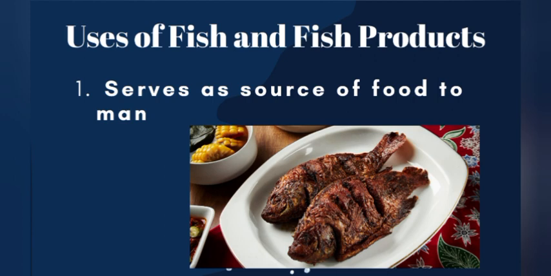Species of fish and fish byproduct. Now, what is the meaning of fish product? These fish products refer to the things that are derived from fish. Number one, it serves as a source of food to man. Fish serve as a source of food to man.